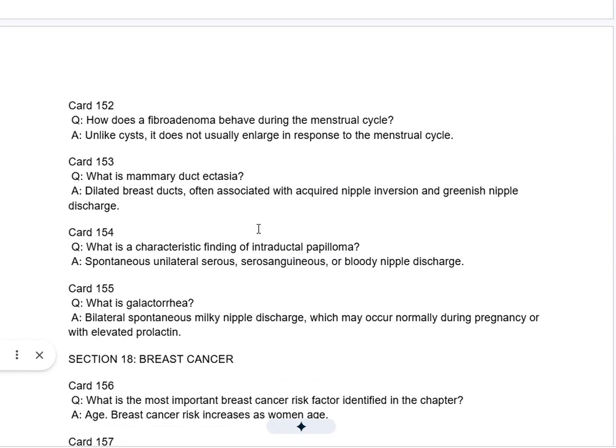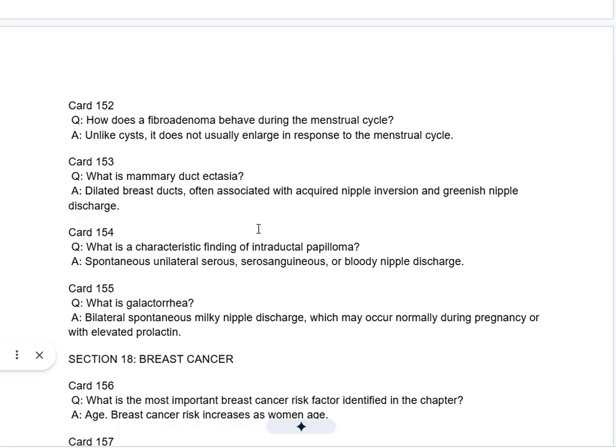Card 152. Q. How does a fibroadenoma behave during the menstrual cycle? A. Unlike cysts, it does not usually enlarge in response to the menstrual cycle. Card 153. Q. What is mammary duct ectasia? A. Dilated breast ducts, often associated with acquired nipple inversion and greenish nipple discharge.